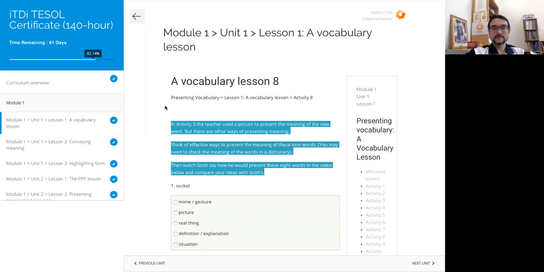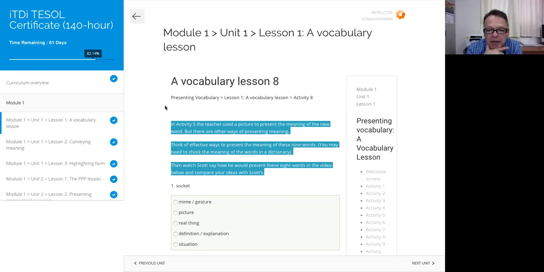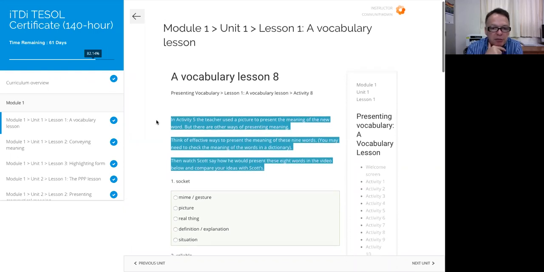Think of effective ways to present the meaning of these 9 words. You may need to check the meaning of the words in a dictionary if you don't know what they are. And then we get to watch Scott Thornbury talk about how he would present these words in the video below. Okay, so we'll compare our ideas with Scott's. This sounds like it'll be fun.